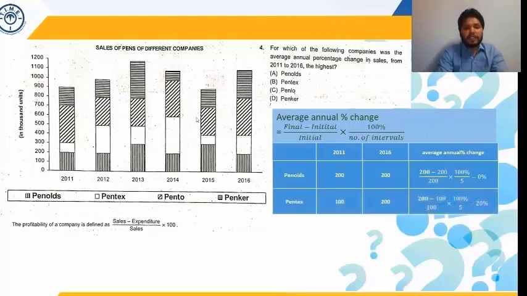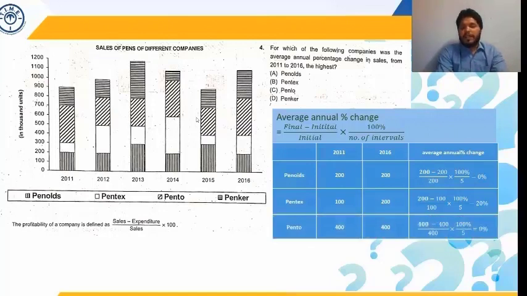Let's discuss Pentex. For Pentex, in 2011 the sales are 100, and in 2016 it rises to 200. So the final quantity is 200, initial is 100. Again we can put it in the formula and get the answer as 20%. Similarly, we can calculate it for the other companies also.